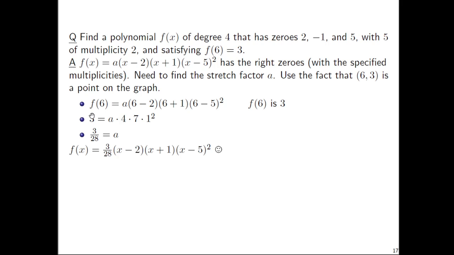And so that means our function back here, we had the format. Now we know what a is. So f of x is equal to 3/28 times quantity x minus 2 times quantity x plus 1 times quantity x minus 5 squared.